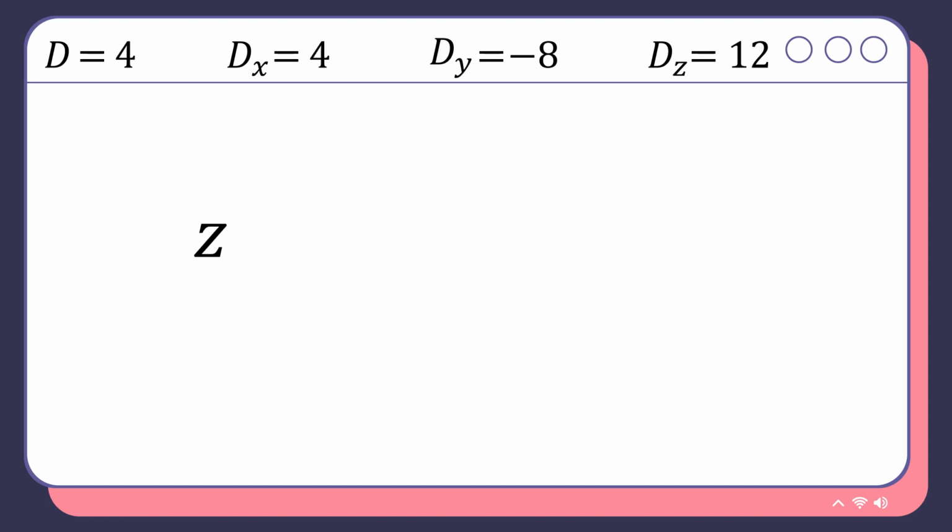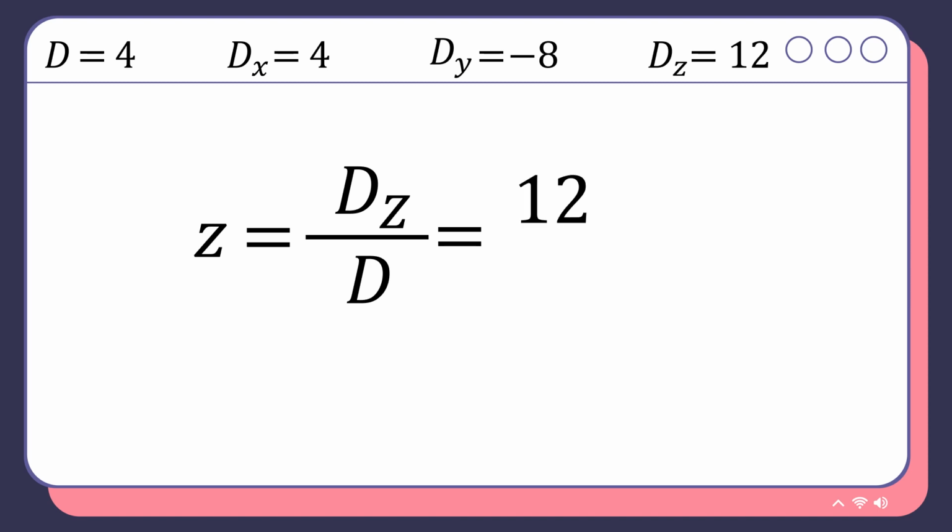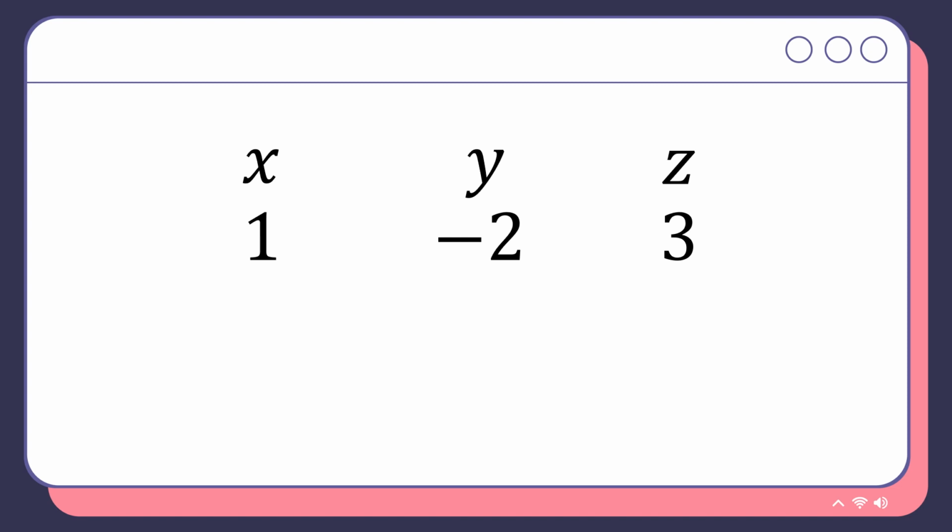And for z, it is equal to the quotient of the determinant of matrix D sub z and the determinant of matrix D, which is equal to positive 12 divided by 4. 12 divided by 4 is equal to positive 3. So x is equal to positive 1, y is equal to negative 2, and z is equal to positive 3.